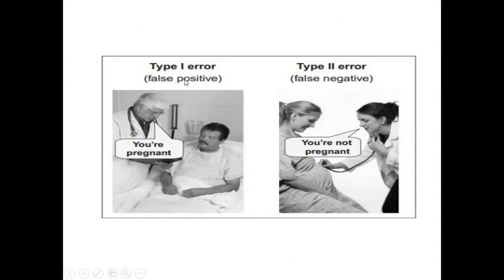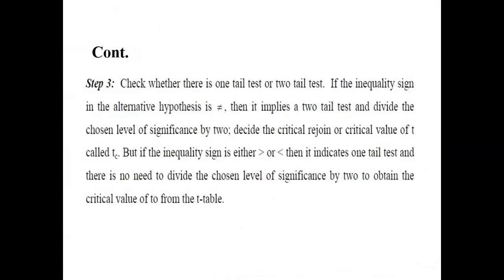For example, type 1 error is a false positive. Telling a man "you are pregnant" is a false positive. Since a man cannot become pregnant, that is type 1 error. But if the woman is pregnant and you say "you are not pregnant," such type of error is known as false negative. So it is type 2 error. So we have to take care during hypothesis testing and accepting the hypothesis to avoid type 1 and type 2 error.